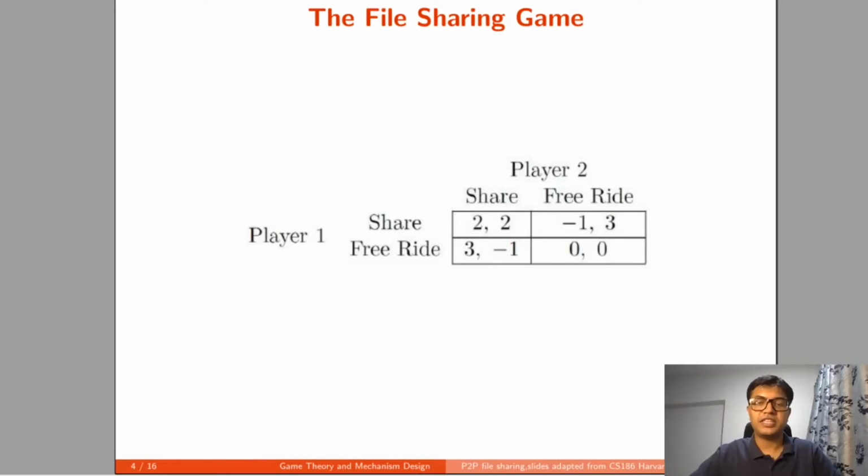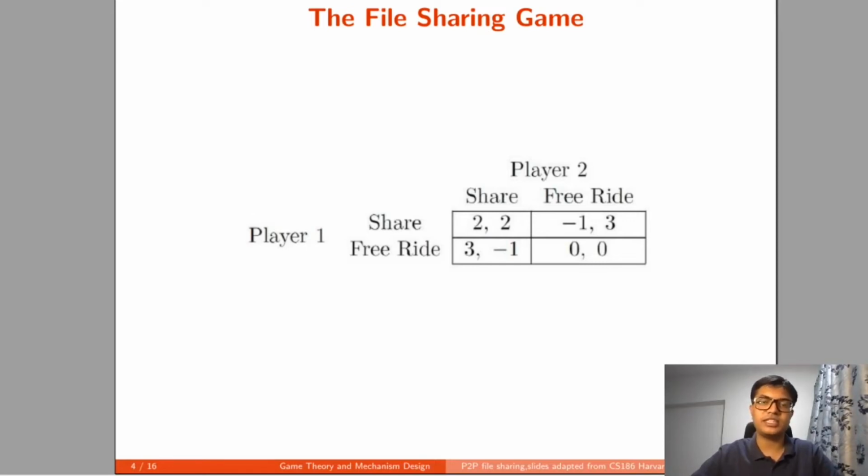But the interesting thing, as before, happens when one of these players free rides and the other one shares. Then the player who is sharing actually gets a negative payoff because it is uploading. So its upload bandwidth is being used up, but it is not getting the file that it was looking for. While the free riding player is now getting the file that it desires, and it also does not have any upload bandwidth usage, therefore it gets the file a little faster. So therefore it gets a higher payoff.